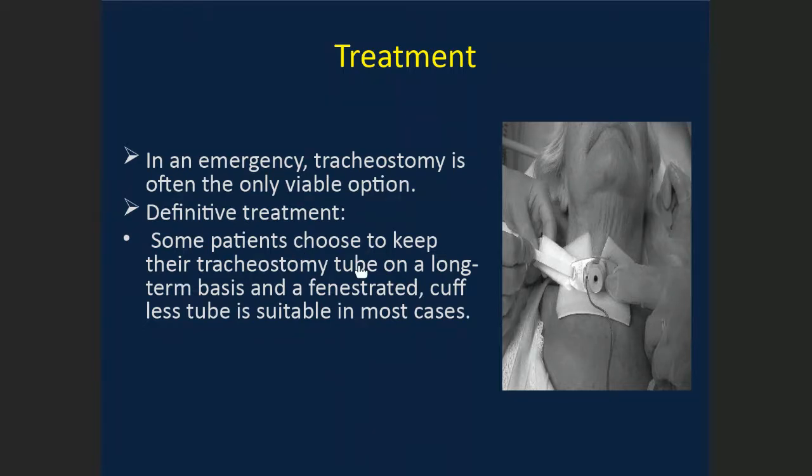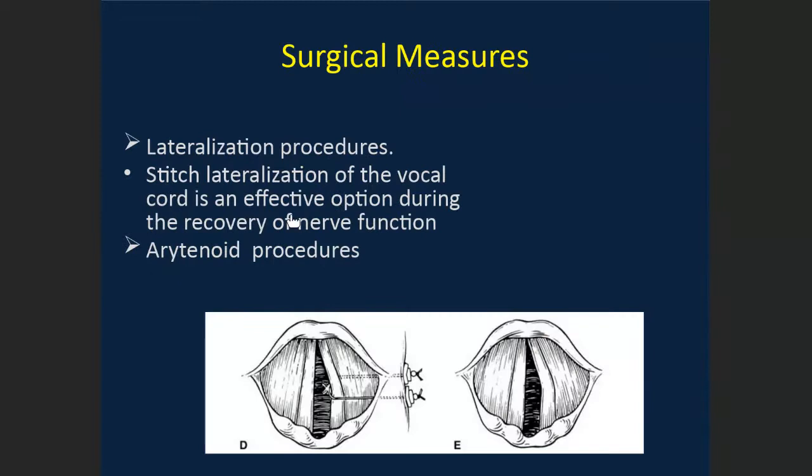Some patients choose to keep their tracheostomy tube rather than have any kind of surgery. They can live with bilateral vocal cord paralysis. But for the other surgical management measures, we now have the lateralization procedure. What is lateralization? Other names are thyroplasty, stitch lateralization, doing stitch suturing lateralization, or arytenoid procedure.